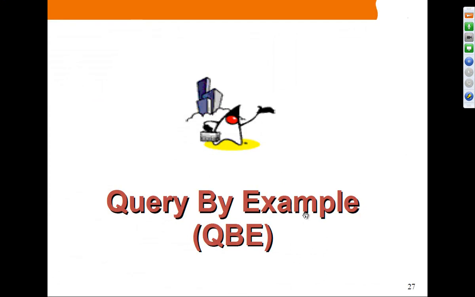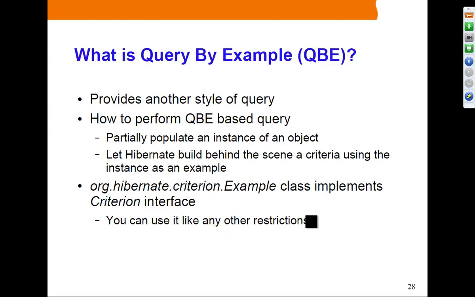Next topic is query by example. This is another style of Java-based query. You are going to create an object instance and populate the properties of that instance, and then Hibernate will create a criteria underneath using that instance as an example. You use the Example class, org.hibernate.criterion.Example. It implements the Criterion interface as well, so this is like a restriction.